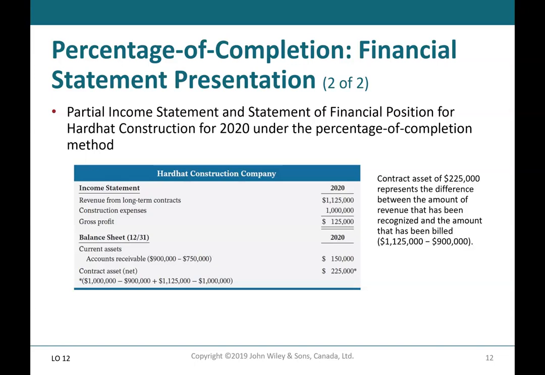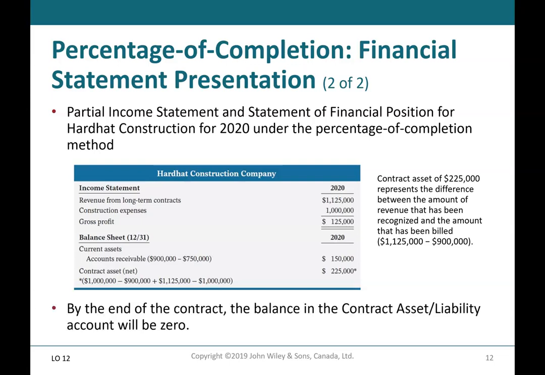The contract asset of 225,000 represents the difference between the amount of revenue that has been recognized and the amount that has been billed. So it's the 1.125 million minus the 900,000. By the end of the contract, the balance in the contract asset or liability account will be zero.